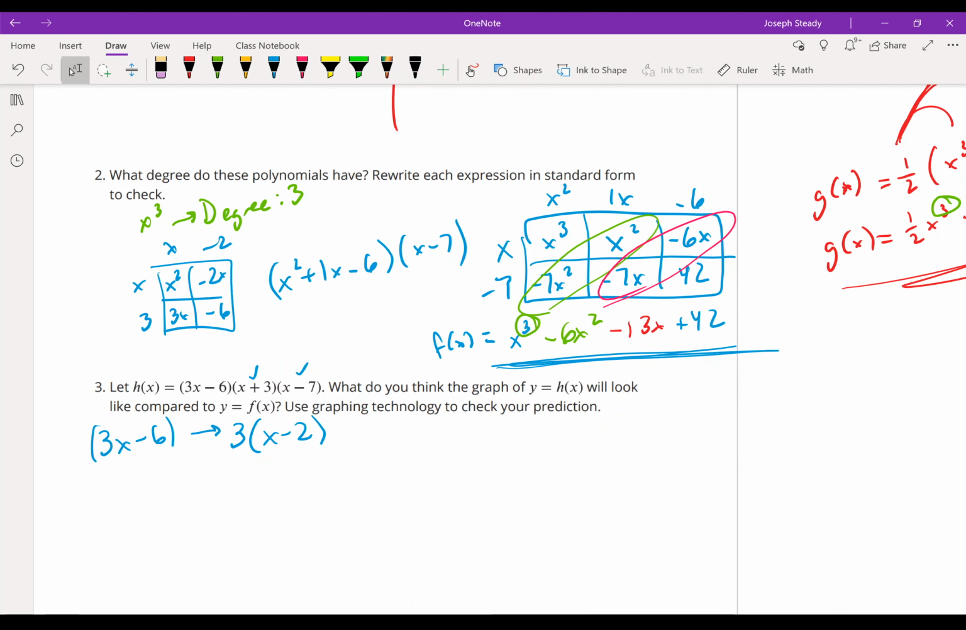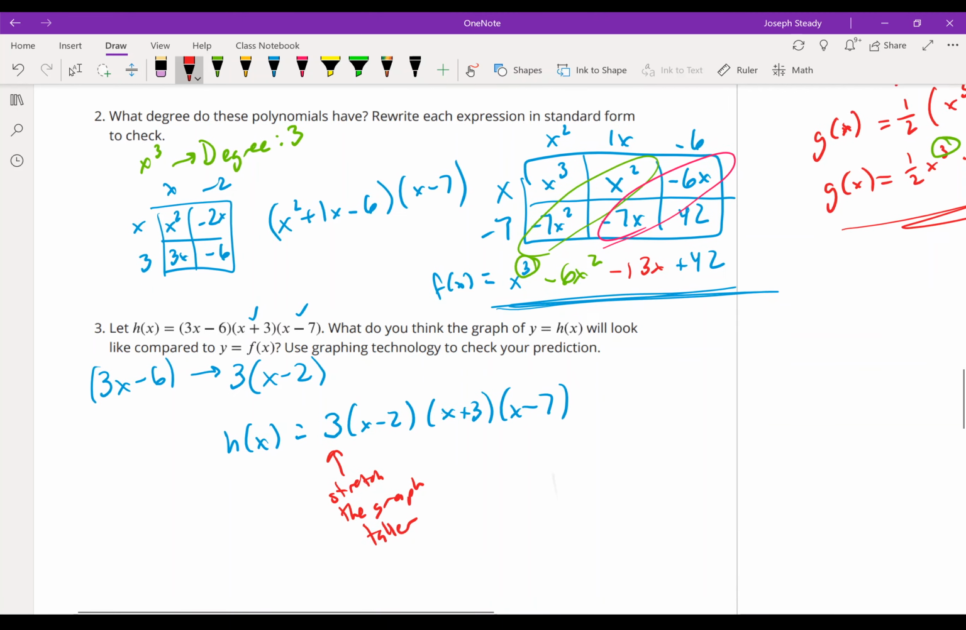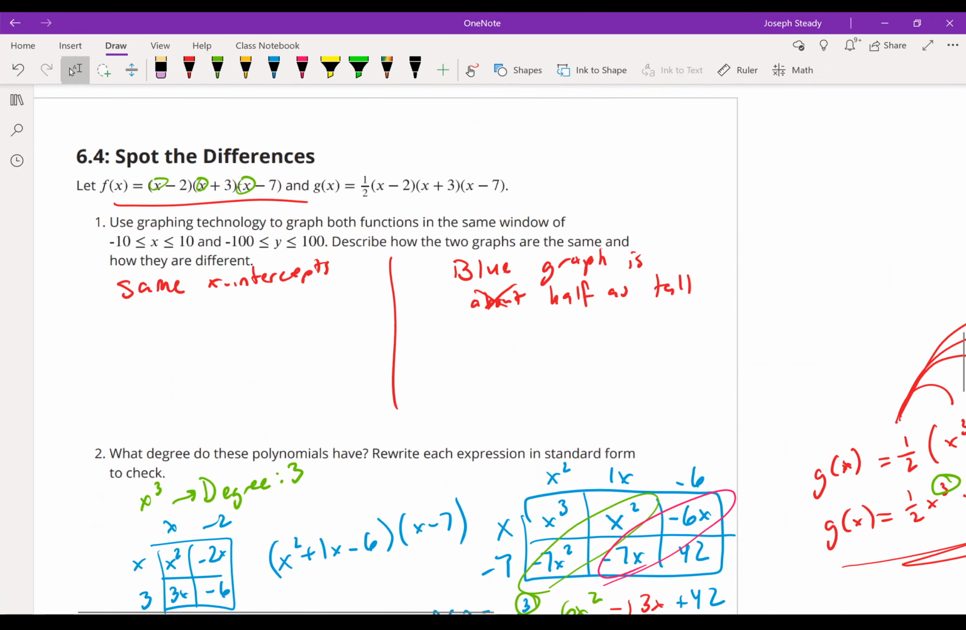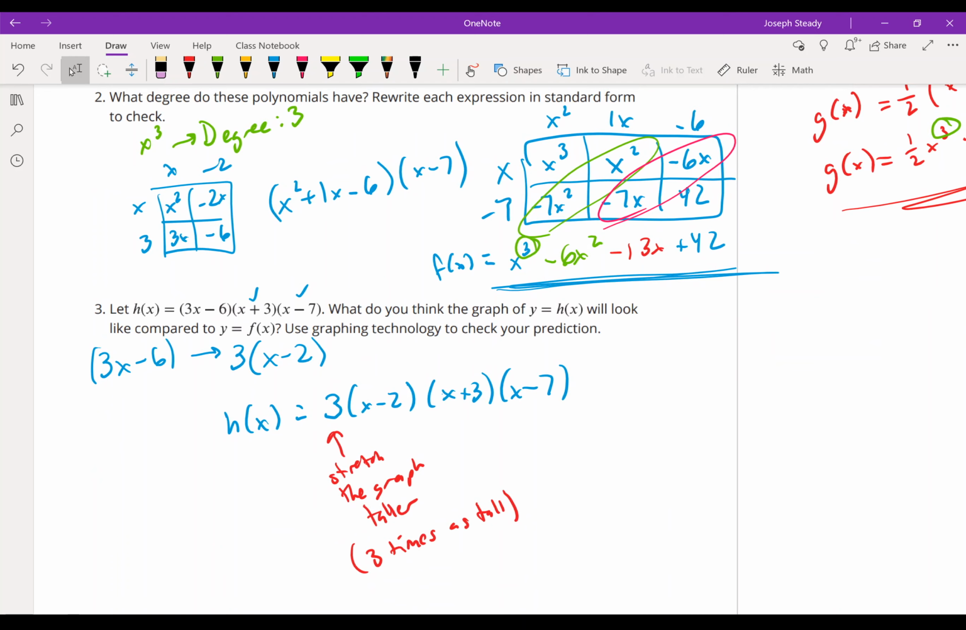So let's rewrite this polynomial. H of x equals 3 times x minus 2 times x plus 3 times x minus 7. And we saw this before with quadratics as well. If we have that number out front, this is going to make the graph taller. It's going to stretch the graph taller, specifically 3 times as tall. Just like the 1/2 made it half as tall, the 3 is going to make it 3 times as tall as the original. So let's check that out on Desmos real fast.